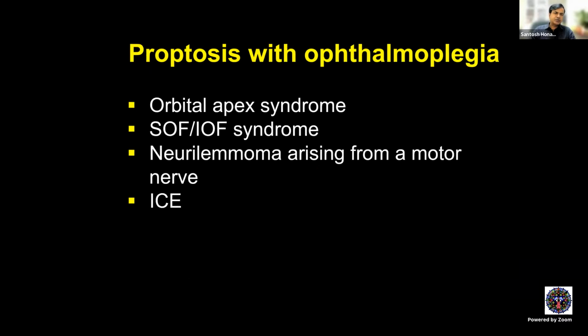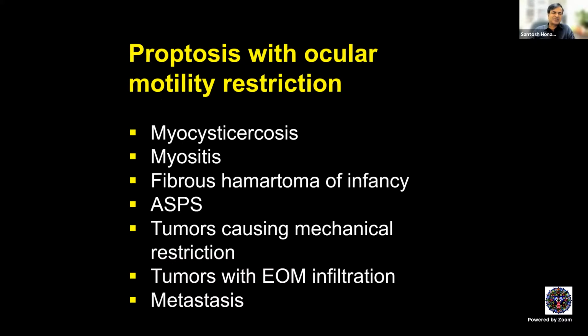Now, what about proptosis with extraocular motility restriction? The motility restriction does not fit into any particular nerve lesion, but then he or she has motility restriction. So what are the differential diagnoses? Mechanical compression by the tumor itself. Okay. Hydatid cyst. Why don't you be more systematic? Infection, cysticercosis. Inflammation, myositis. Congenital could be fibrous hamartoma of infancy. You have seen cases, all of this you have seen, right, in less than one year. ASPS, you haven't seen it, but it's a very rare tumor.